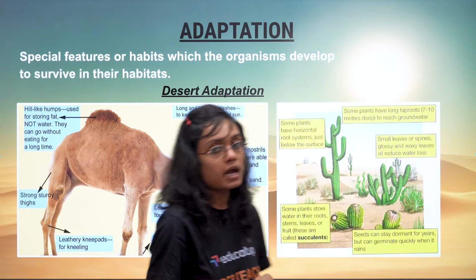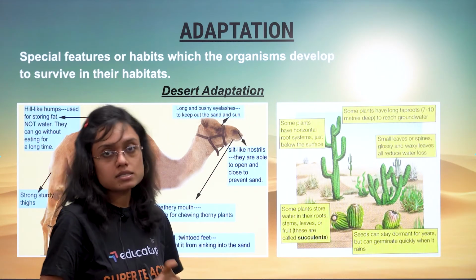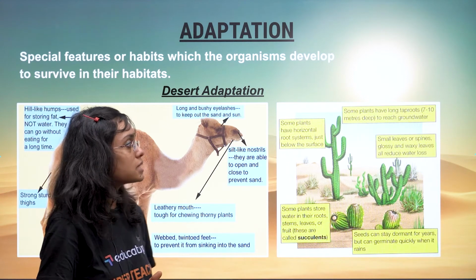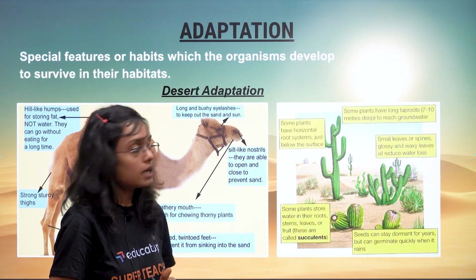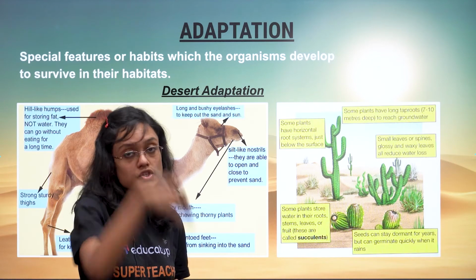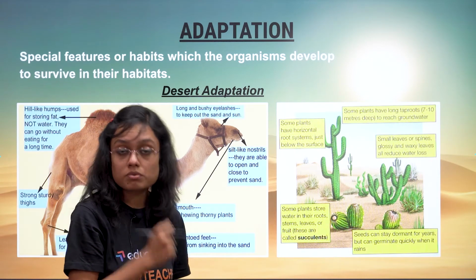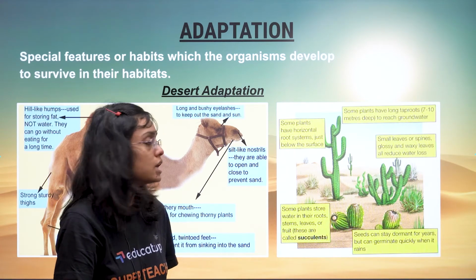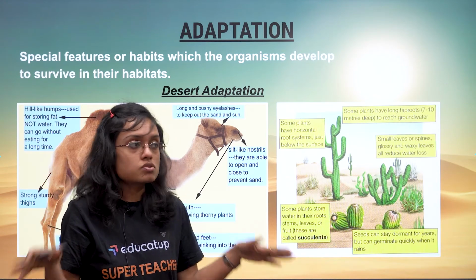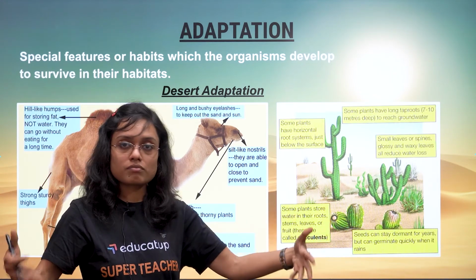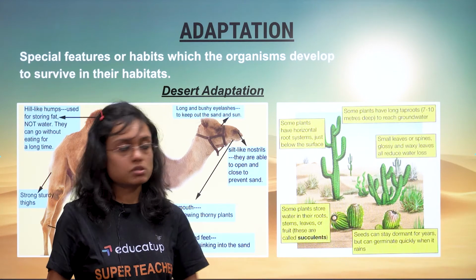If we talk about plants, what kind of adaptations plants take in deserts, so definitely some plants have long tap roots, that is 7 to 10 meters deep to reach the groundwater so that they can absorb groundwater. Very long tap roots. Some plants have horizontal roots so that they can take whatever little bit of water or moisture is present on the surface.